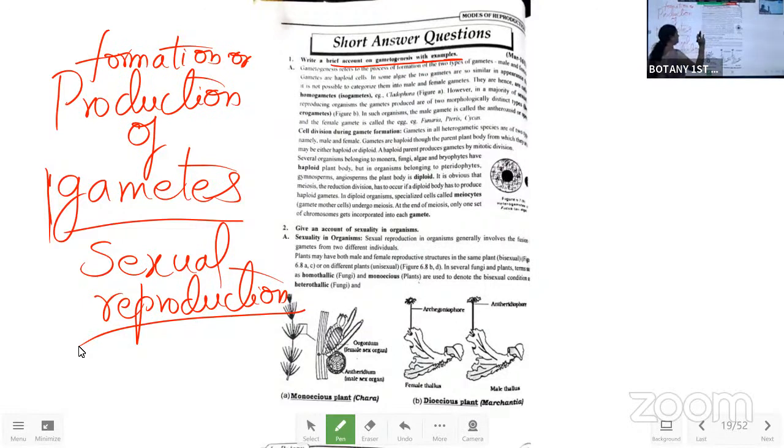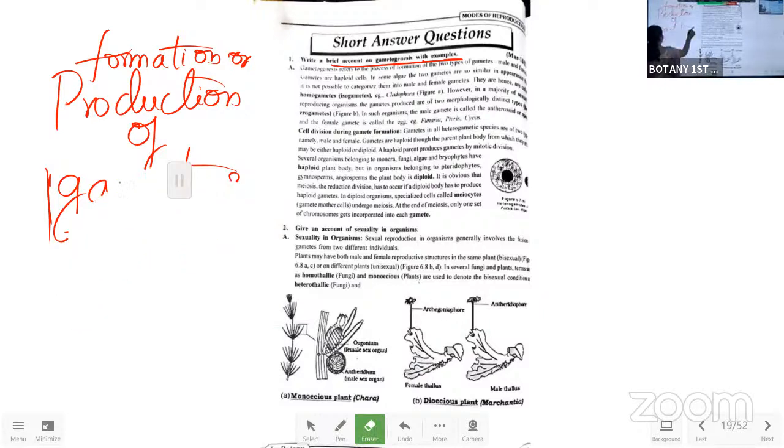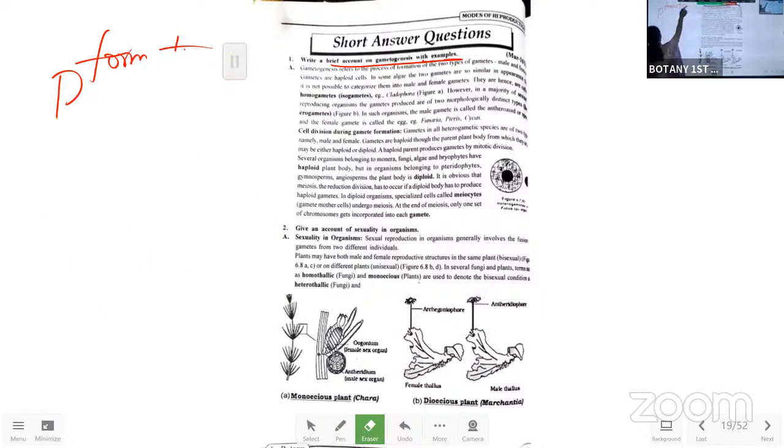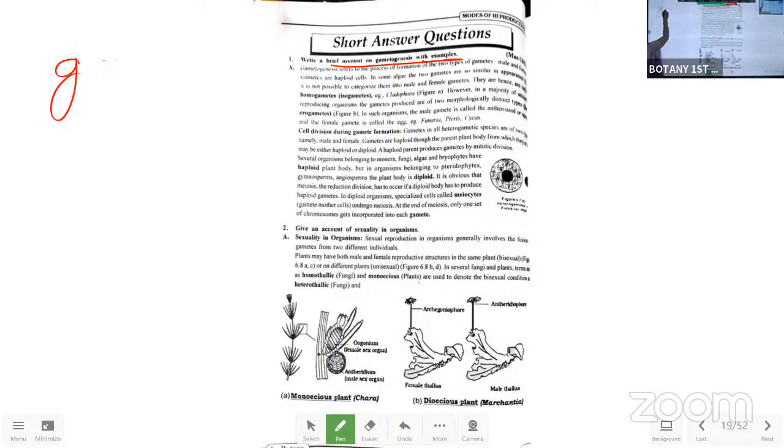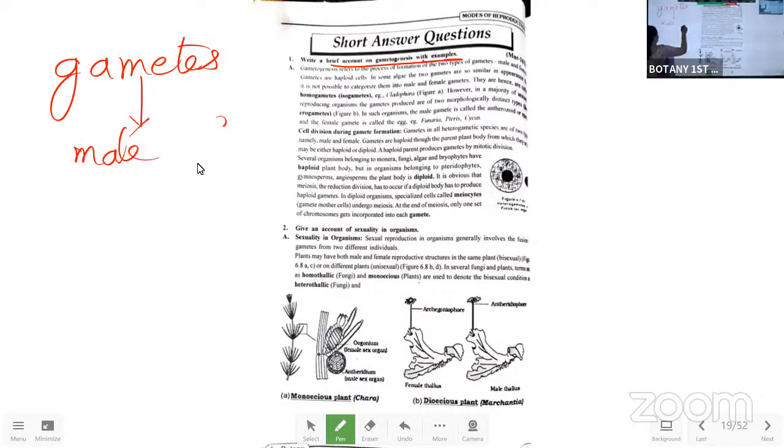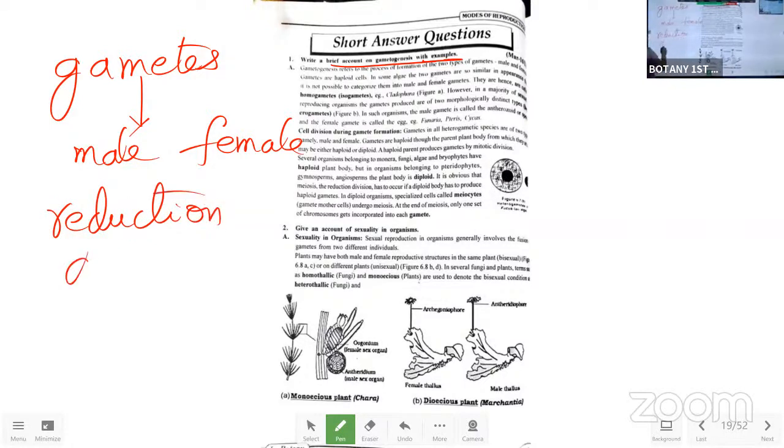So, what are these two different types of gametes? Male gametes and female gametes are going to be produced. And during sexual reproduction, whenever gametes are produced, which type of division occurs? Two types of gametes, male and female gametes. So for forming the male and the female gametes, which type of division occurs in the plant body? That's the reduction division. Reduction division occurs in the plant body.